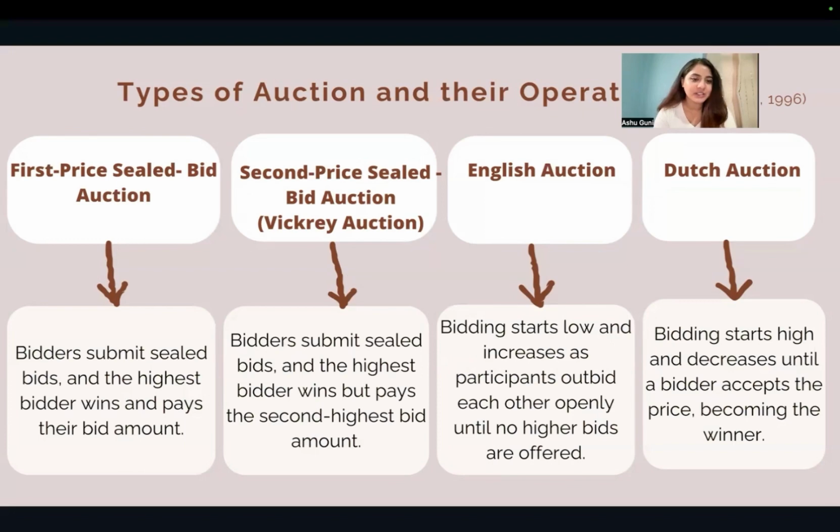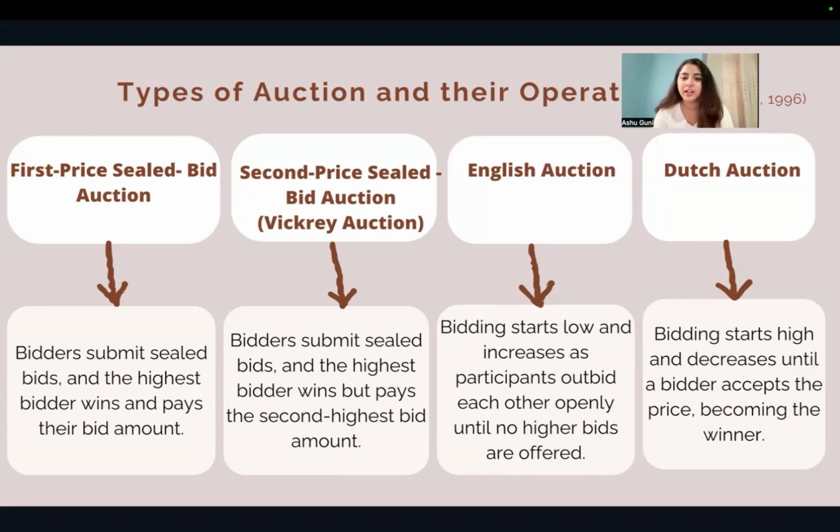So in first price sealed bid auction, bidders submit sealed bids and the highest bidder wins and pays their bid amount. In second price sealed bid auction, the bidders submit sealed bids like the first price sealed bid auction and the highest bidder wins like in the first price sealed bid auction, but here they pay the second highest bid amount. That is the difference between first and second.